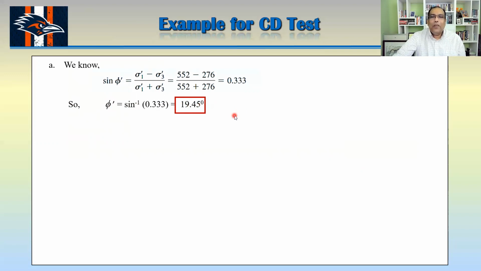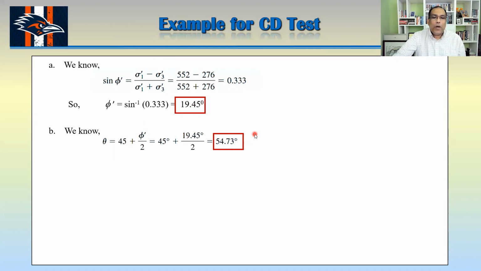Okay. Now they're asking to find out the failure plane with the x-axis. Okay, theta. So theta is basically 45 plus phi by 2. So if you already know the phi prime, you just plug that phi prime here, and this one is 54.73 degrees. Okay.